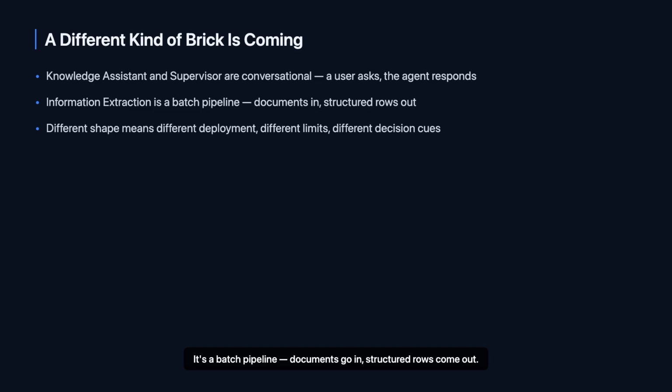It's a batch pipeline. Documents go in, structured rows come out. That shift in shape changes how you deploy it, how you size it, and which scenario cues should point you to it. Let's look at it.